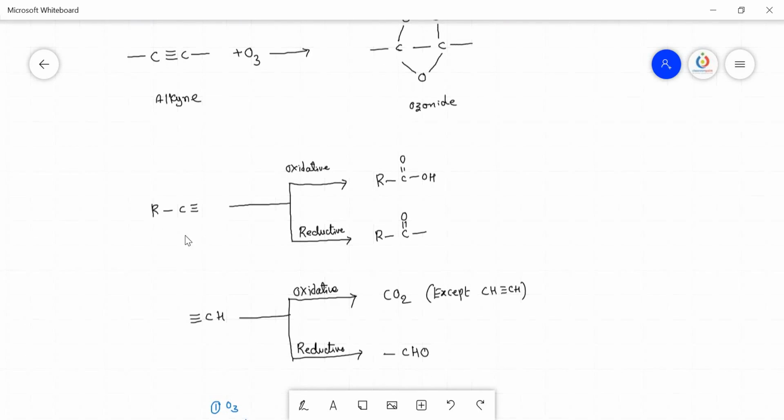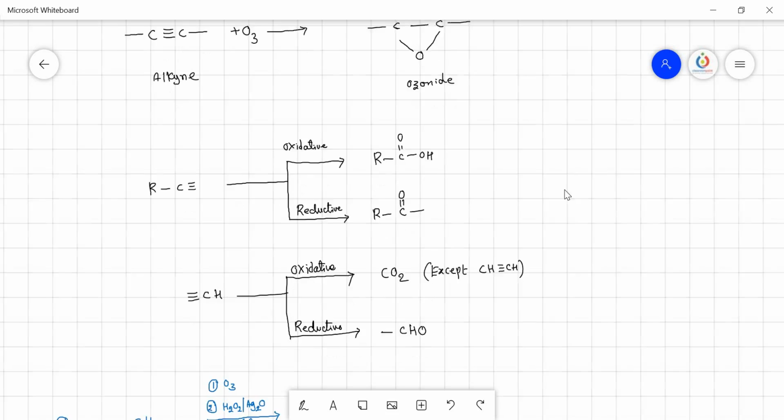So in this case also, alkynes having an alkyl group, means a triple bonded carbon connected to any alkyl group, undergo oxidative ozonolysis and this particular carbon will be converted to the carboxylic acid. But in the case of reductive ozonolysis, this shall be converted to only the C double bond O part, continuing the next valency to the chain.